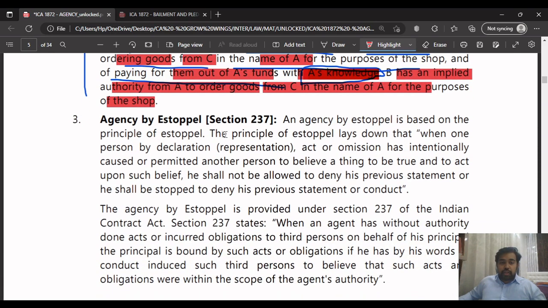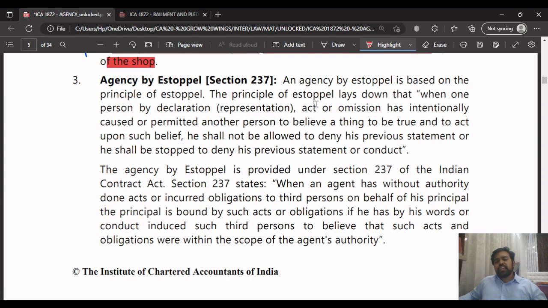Okay, next coming to agency by Estoppel. Agency by Estoppel. You would have heard the phrase Estoppel in many places. Even in partnership, there is a partner by Estoppel. A person who is acting like he is a partner of the particular firm, but he is actually not the partner, but he deals with the third party representing the partnership firm.